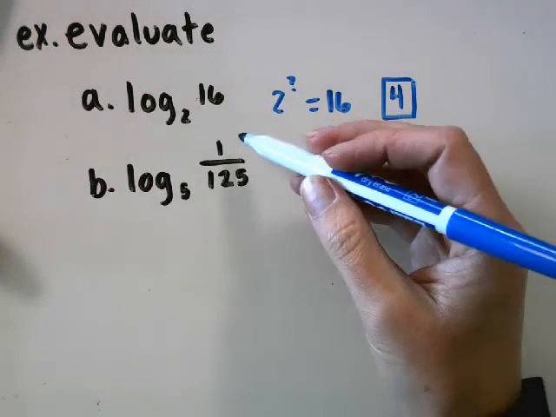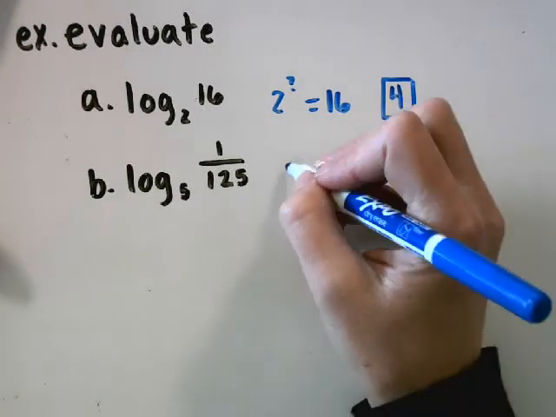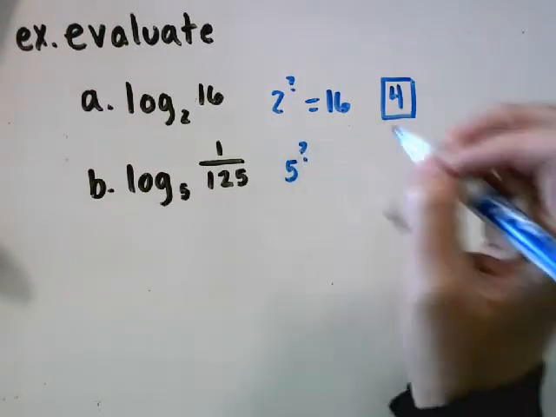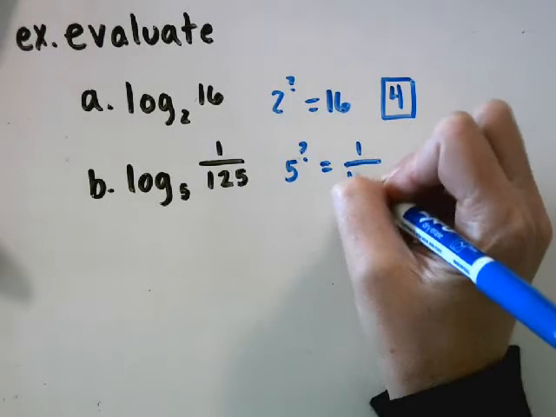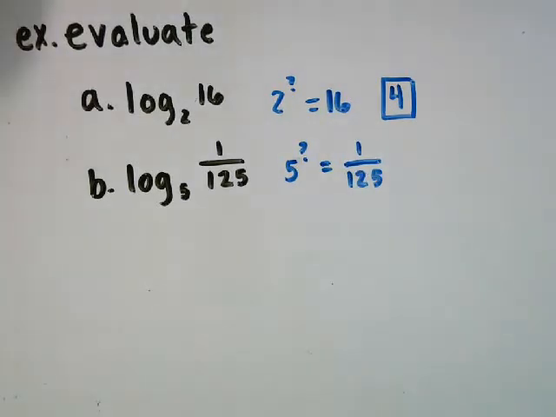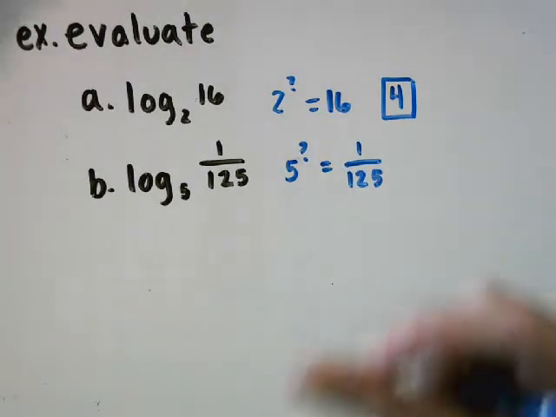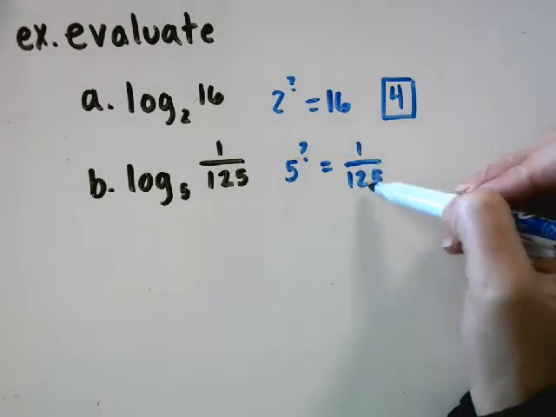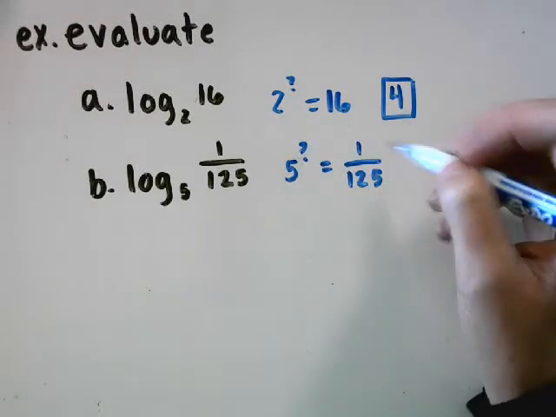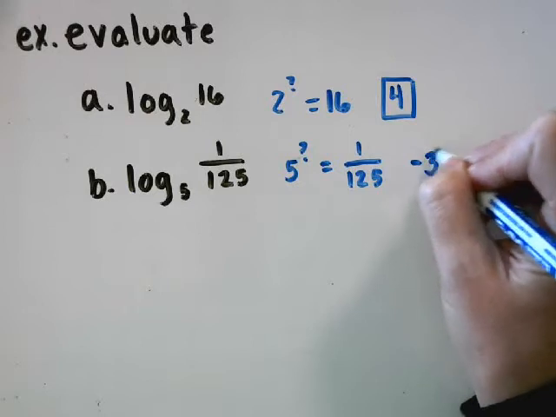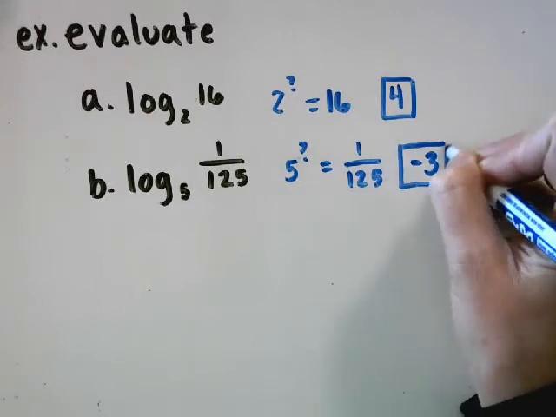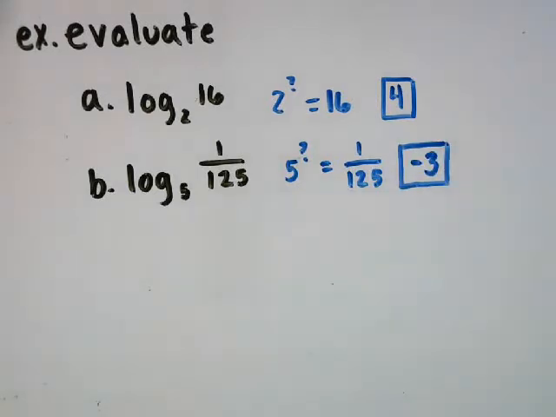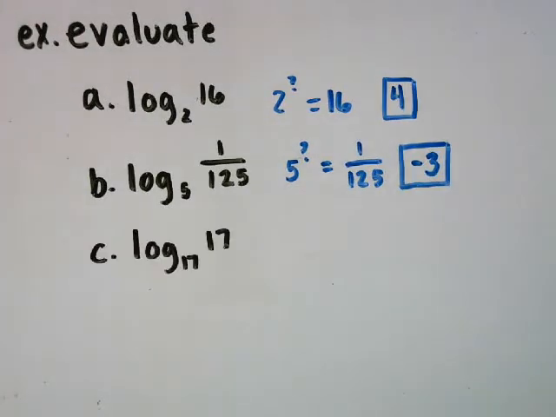Log base 5 of 1 over 125. So again, we're saying 5 to what power would give me 1 over 125? Well, 5 cubed is 125. So to put it in the denominator, instead of 5 cubed, it's going to be 5 to the negative 3. So log base 5 of 1 over 125 is negative 3.